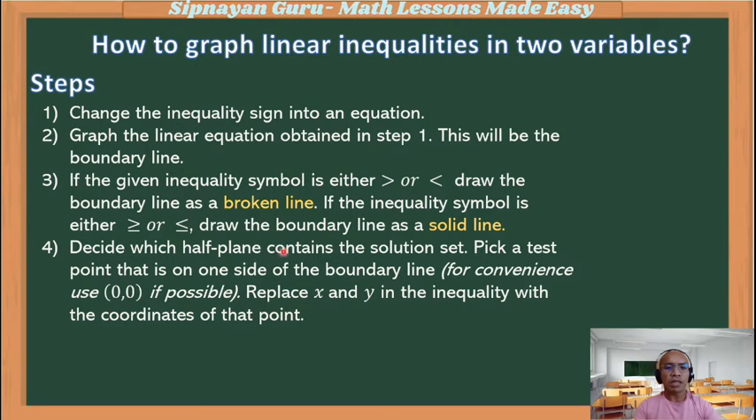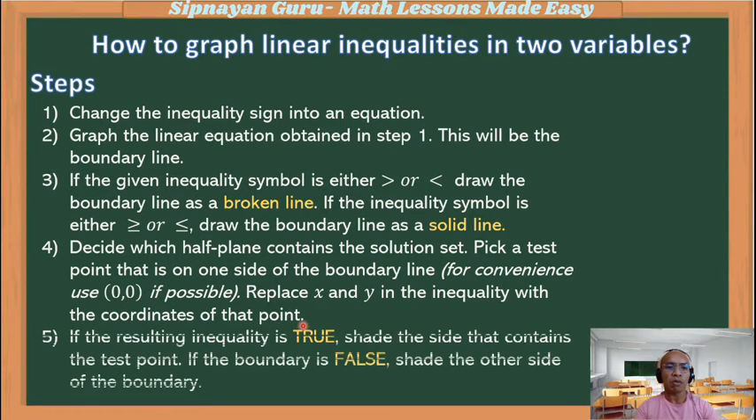Then decide which half plane contains the solution set. How do we know? We will pick a test point in one side of the boundary line. For convenience, we will use the origin, (0, 0). So you will replace the variables x and y in the given inequality and check if it satisfies the inequality. If the resulting inequality is true, you will shade the region that contains the test point. Otherwise, shade the other side of the boundary.